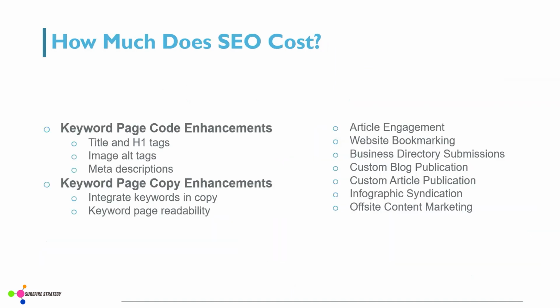And that's exactly what goes into the cost of it. So as we've talked about, we're talking about relevance, and that's going to go into some of the page code enhancements, without getting too technical, right? And updating the site the way that Google needs to see it, integrating some of the keywords into the copy, and adding additional content to your site, because content is key.